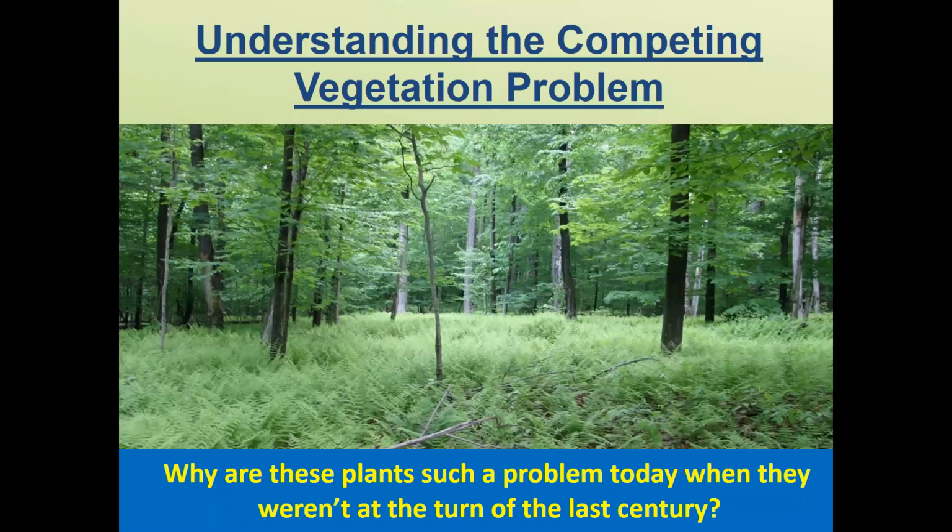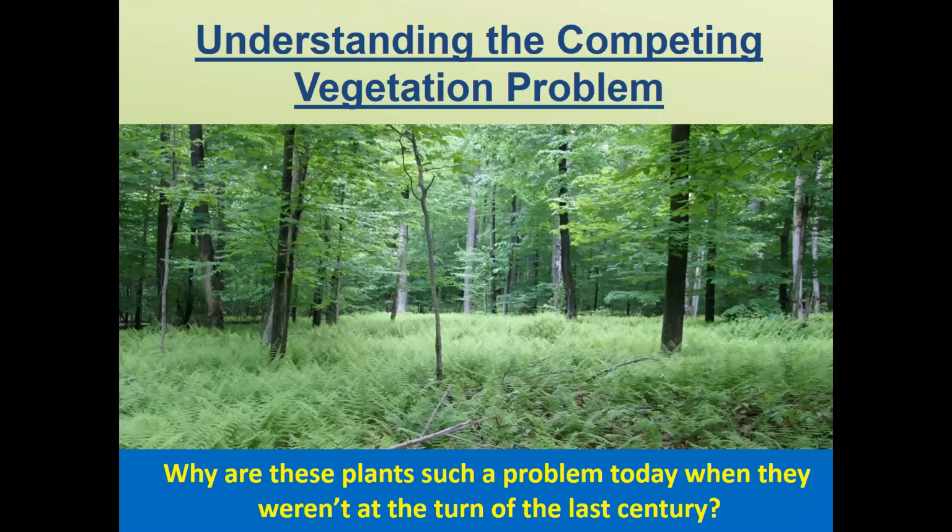So I pose a question here: why are these plants such a problem today when they weren't at the turn of the last century? So, turn of the last century, late 1800s, early 1900s, heavy harvesting across most of our states in the east here. They regenerated, and most of our logging now is occurring on these second growth stands that came back to some incredibly valuable species out there. So why weren't these competing plants such a problem during that harvest when they are today?